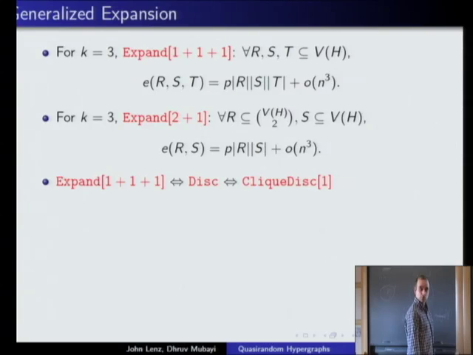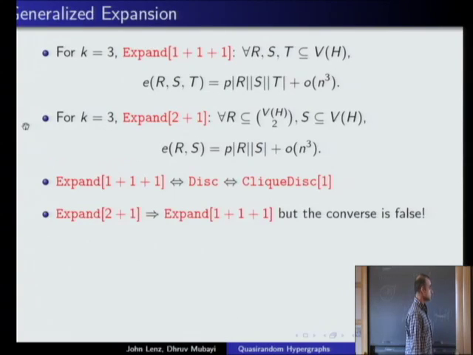But how about this expand 2 plus 1? It's stronger. If you know expand 2 plus 1, you definitely know expand 1 plus 1 plus 1. Let's see the proof. Suppose I know expand 2 plus 1. I have to prove 1 plus 1 plus 1. That means you give me R, S, and T, and I have to convince you that the number of triples is correct. And you see it. I have to make a graph to use expand 2 plus 1. The graph that I make is the bipartite graph between R and S.